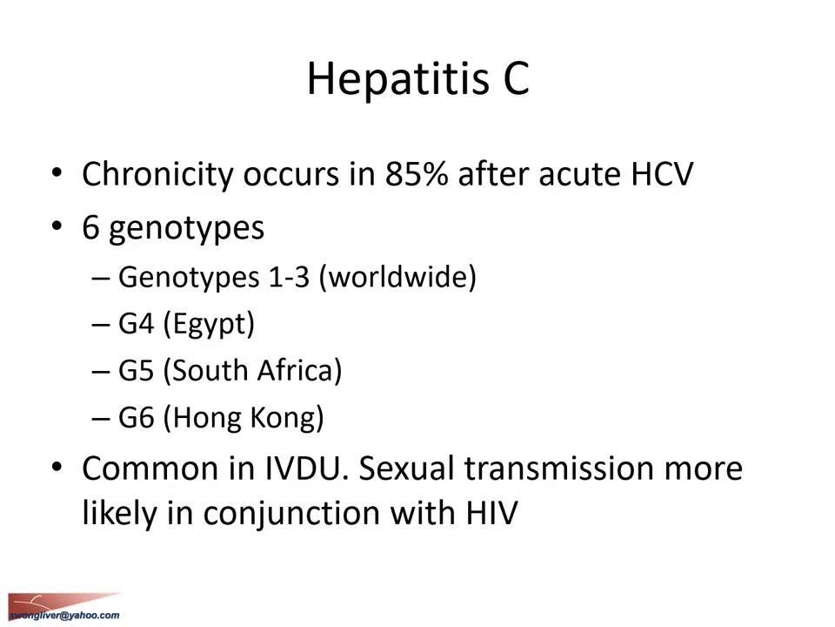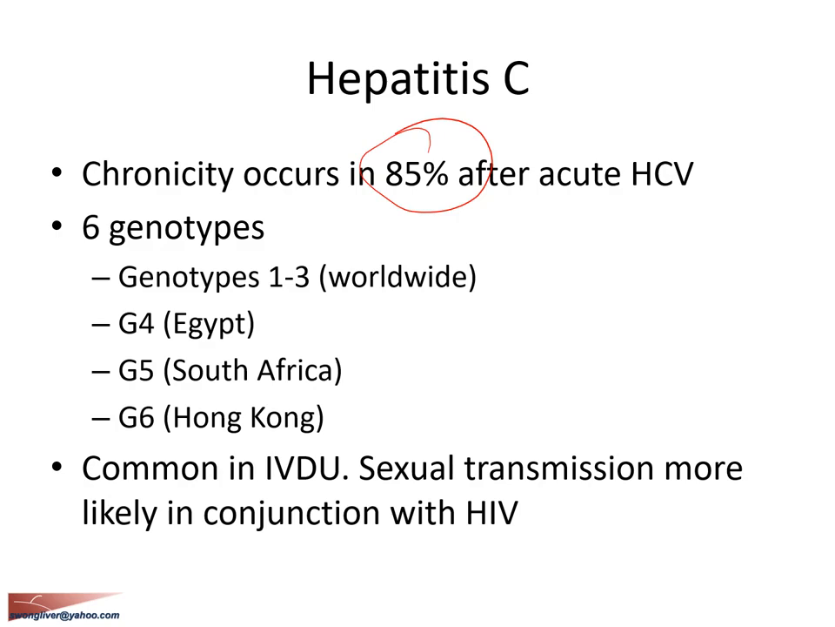So now we move on to hepatitis C. In comparison to hepatitis B, although both of them cause chronicity, there's really no distinction between whether you get it as a child or as an adult in whether you proceed with chronicity. In hepatitis C, in general, chronicity happens in the majority of patients. 85% of patients with acute hepatitis C will proceed with chronicity.